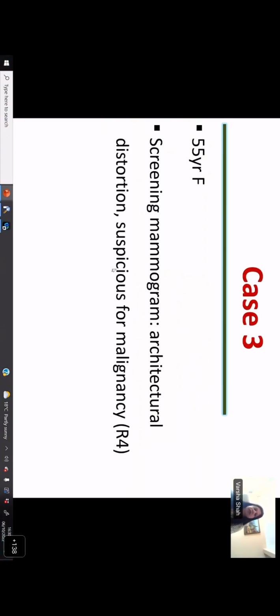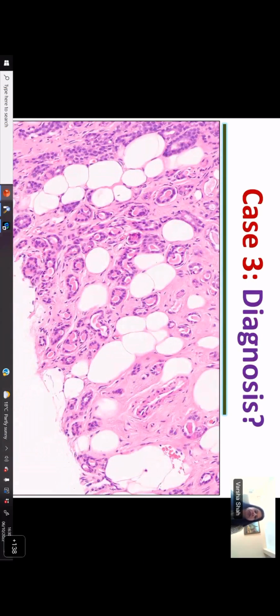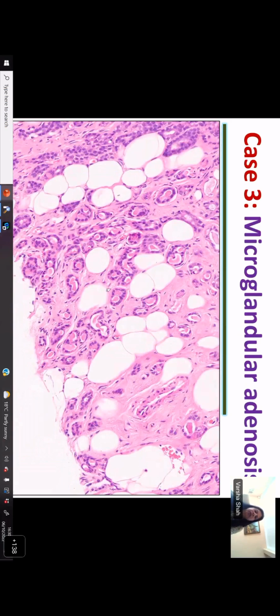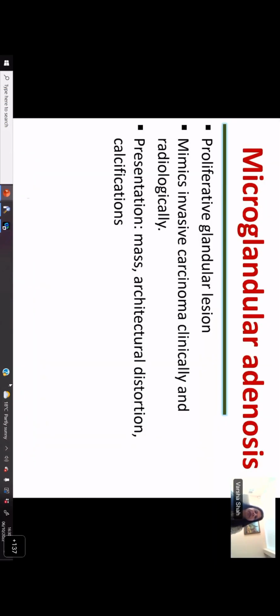Okay, so we described all this microglandular adenosis. The diagnosis was correct and the description was perfect. So yes, it is microglandular adenosis. I will show you it was ER completely negative, P63 was negative, and S100 had positive nuclei as well as cytoplasmic positivity. So this is the typical immunoprofile of microglandular adenosis.